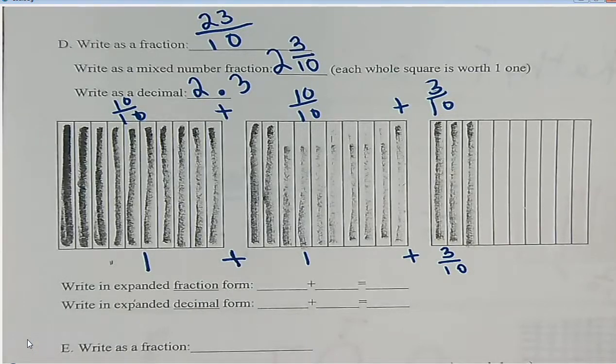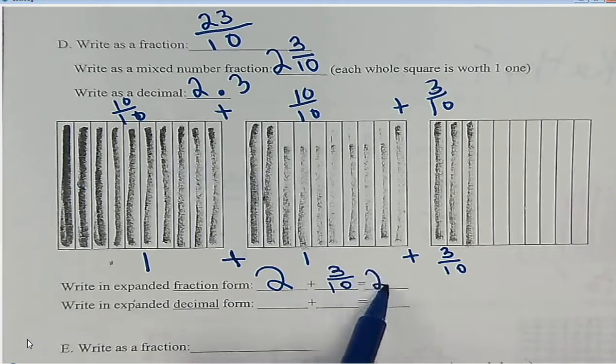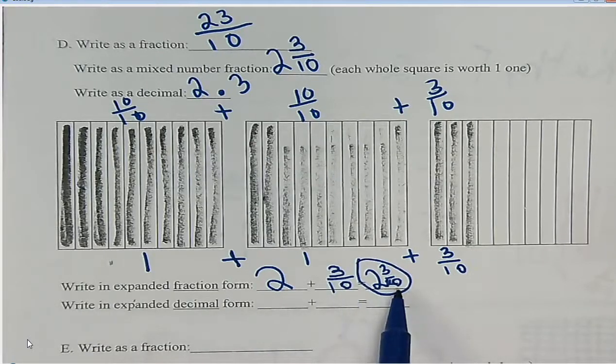All right, now let's look at expanded form as a fraction. So I'm going to write my whole numbers. How many ones are there? There's 2 of them. So we're just going to put 2 plus the extra 3/10. 2 plus 3/10 is 2 and 3/10. So it just shows the value. Sorry, that says tenths.